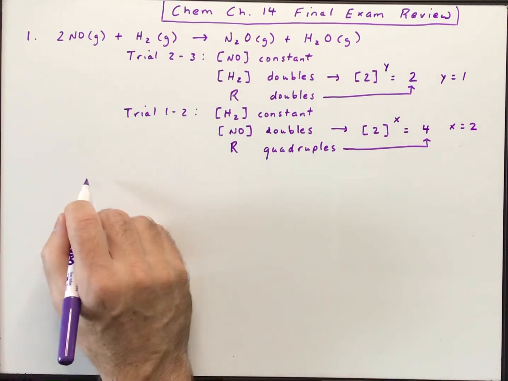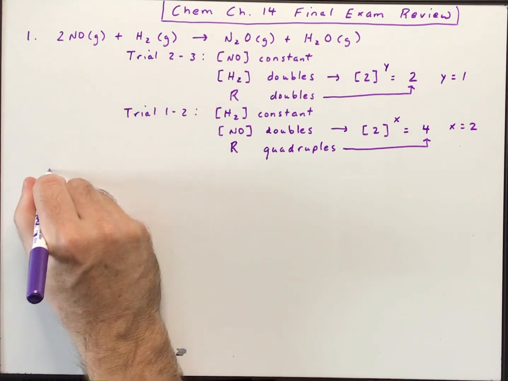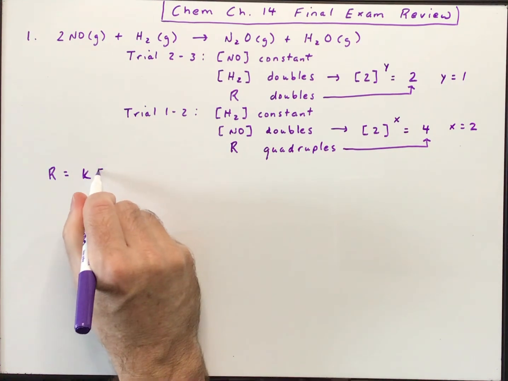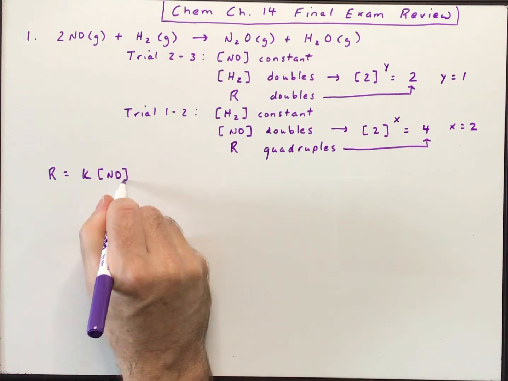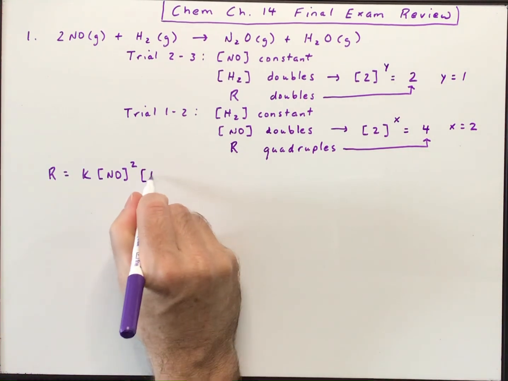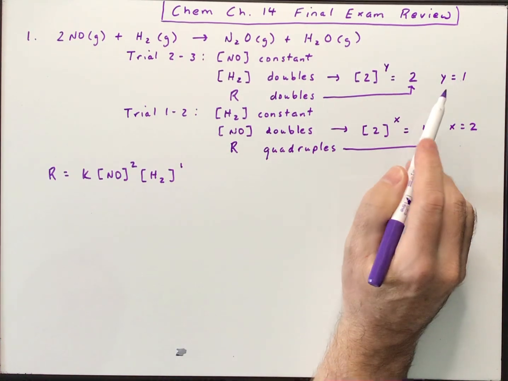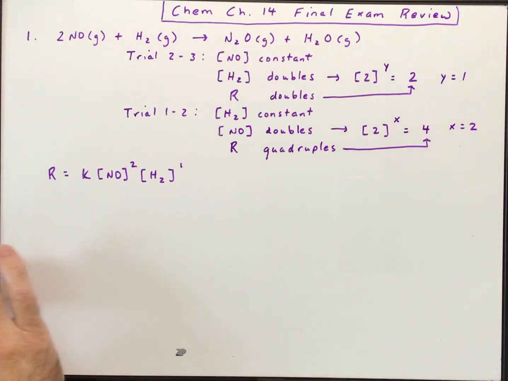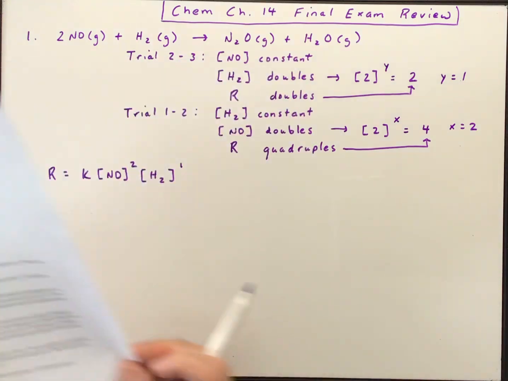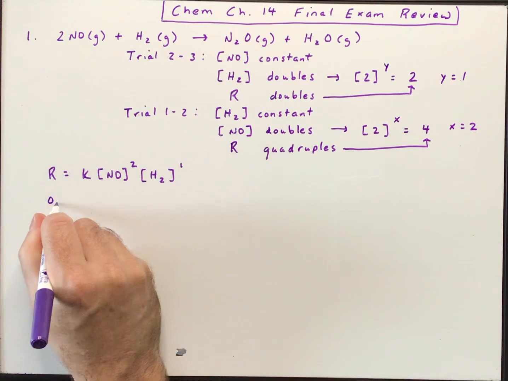So my intermediate, let's say, reaction rate equation before we find out K is R is equal to K times the concentration of NO to the second power, that's x, times the concentration of H2 to the first power, that's y. Now we want to fill in the data from one of the trials. I always choose trial 1, fill in the data, and solve for K. So in trial 1, the reaction rate is 0.2835.